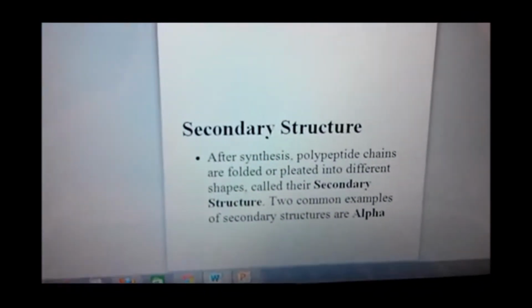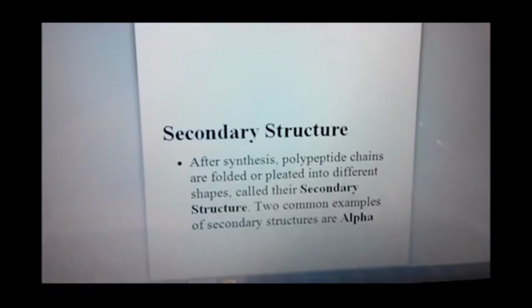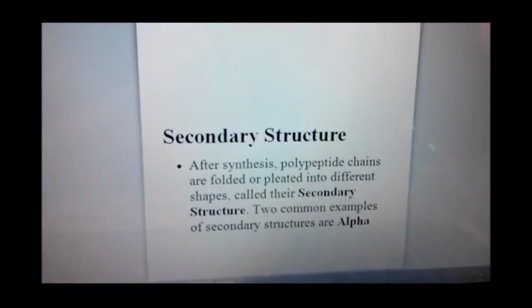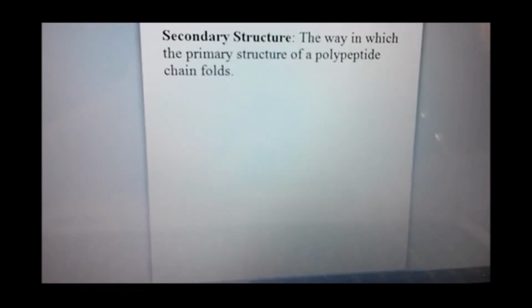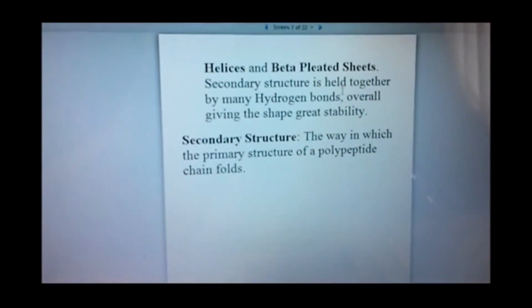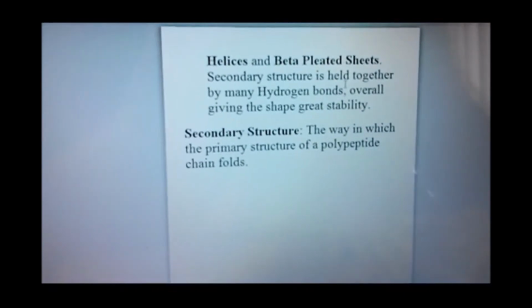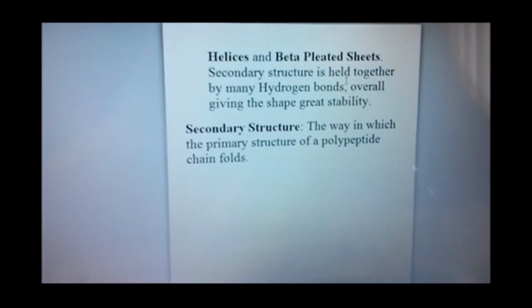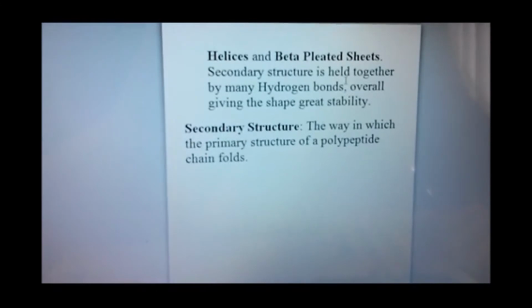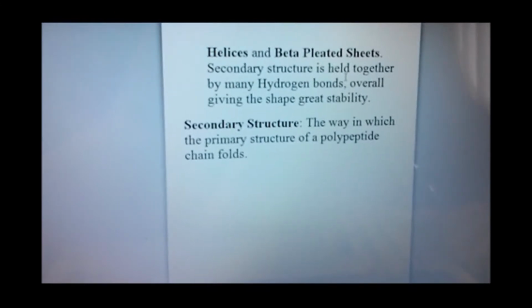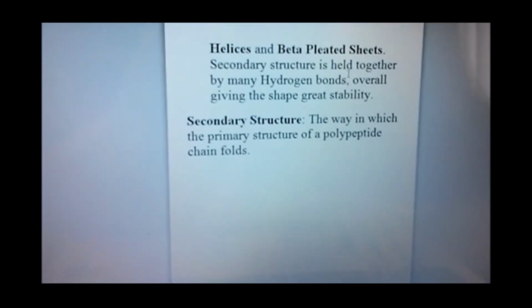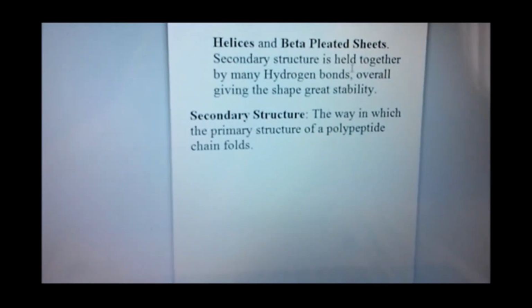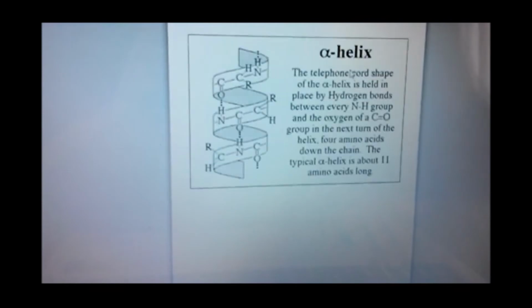For secondary structure, polypeptide chains are folded into different shapes, called their secondary structure. Two common examples of secondary structure are alpha helix and beta sheets. Secondary structure is held together by many hydrogen bonds, giving the shape overall stability. In summary, secondary structure is the way in which the primary structure of a polypeptide chain folds.